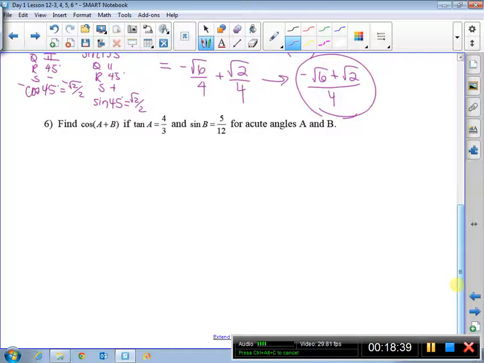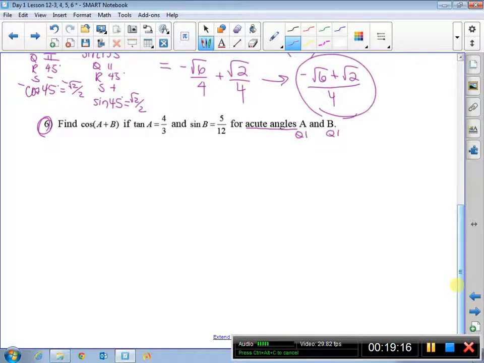Okay, so now for a twist. Make this a little tougher. Question number 6 says, find the cosine of A plus B if the tangent of A is 4/3 and the sine of B is 5/12 for acute angles A and B. So acute angles, that's great. We know they're both in quadrant 1, so no fancy stuff to worry about, no sign changes.